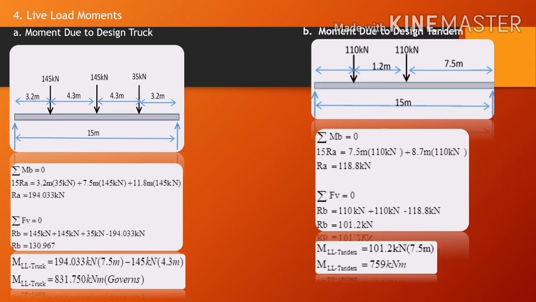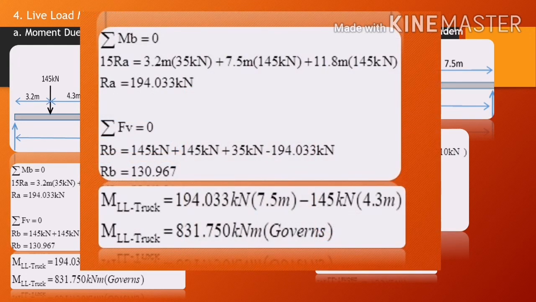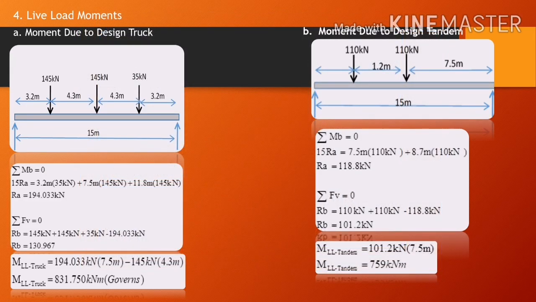Fourth step is to solve for the live load moments. For moment due to design truck, the loads are 145, 145, and 35 kilonewton. And then we solve for the reactions at each side. At left side or the RA, the reaction is equal to 194.033 kilonewton. For right side or the RB, the reaction is equal to 130.967 kilonewton. And then we solve for the moment, and we got 831.750 kilonewton meter.